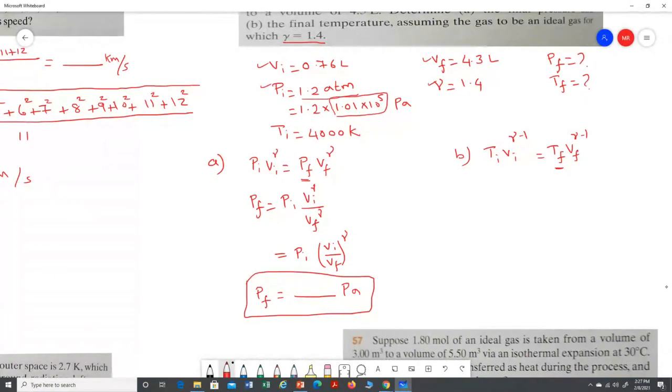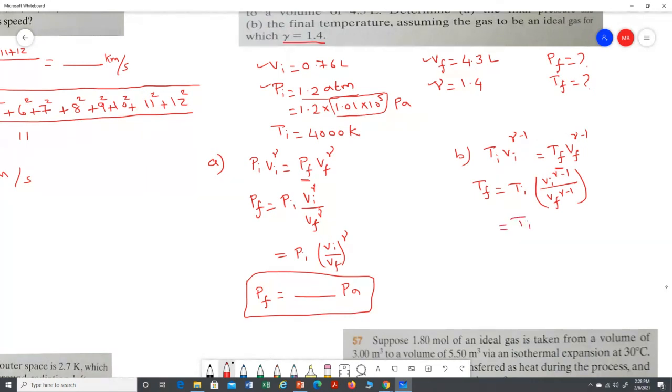Am I right? Yes, you are right. Okay, let's come to part B. I'm going to find the final temperature. Final temperature TF is equal to, rearranging this equation, T initial times V initial to the power gamma minus 1, divided by V final to the power gamma minus 1. Am I right?